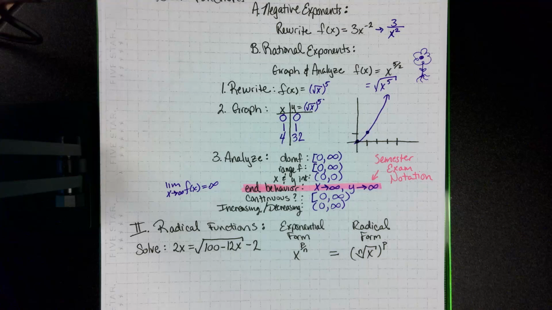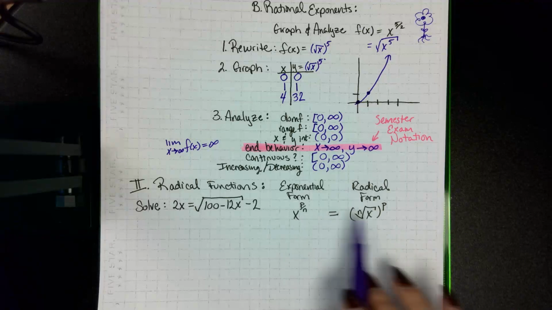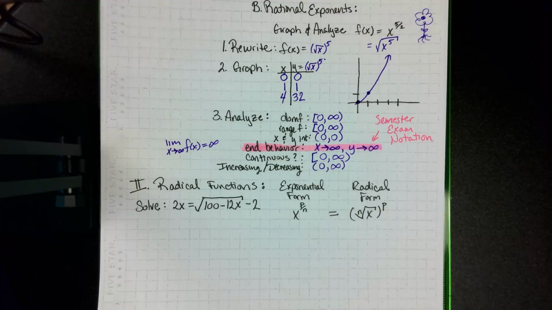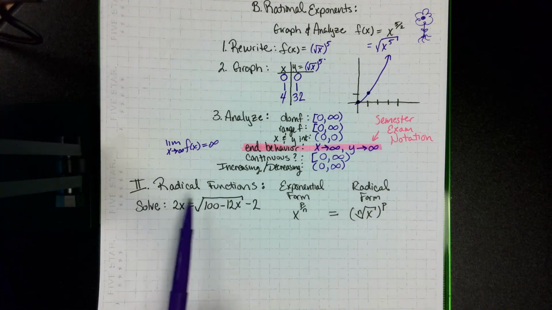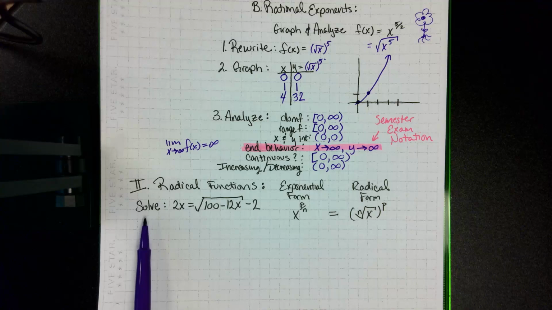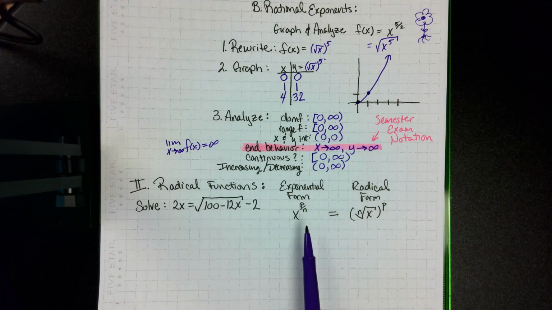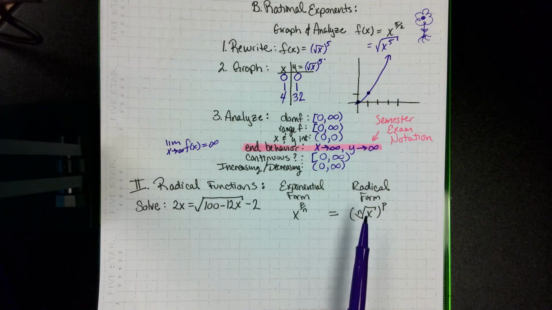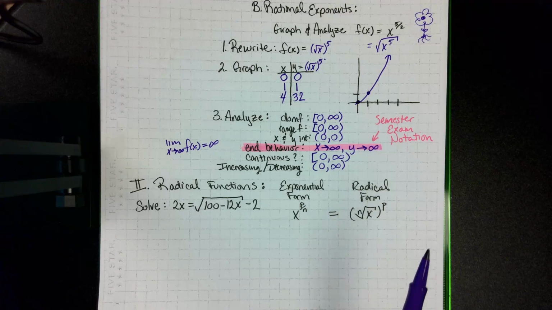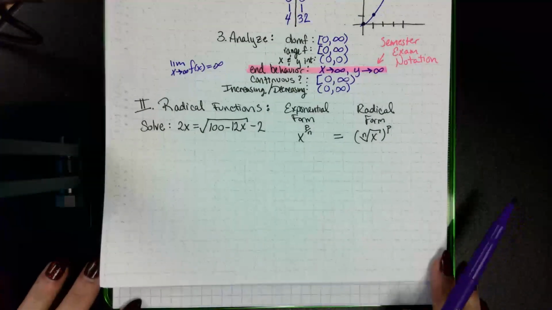All right, so that is the first section of notes where we're talking about switching between exponential form and radical form, which we did right here also, and graph and analyze. So for the second part, dealing with radical functions and solving, you may be given a problem in exponential form, and you could turn it into radical form to solve it this way, if you need to.